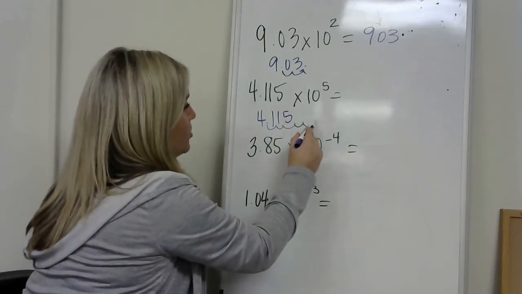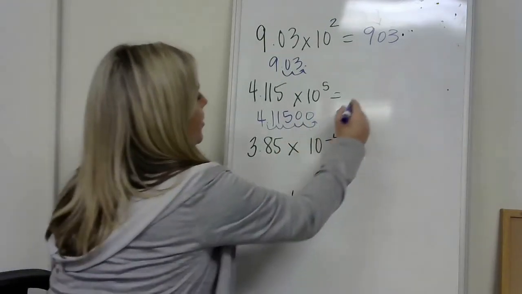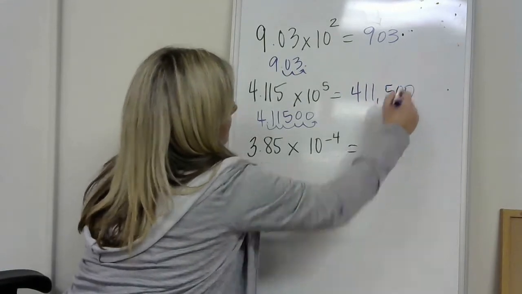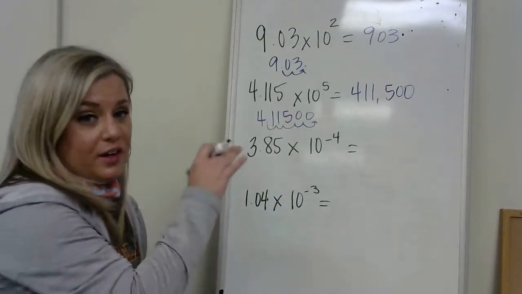Oh, I've got to add 2 more places, right? I'm going to add just 2 zeros, correct? So it should be 411,500. Okay? Super easy. You can plug that into your calculator. You're going to get that answer.